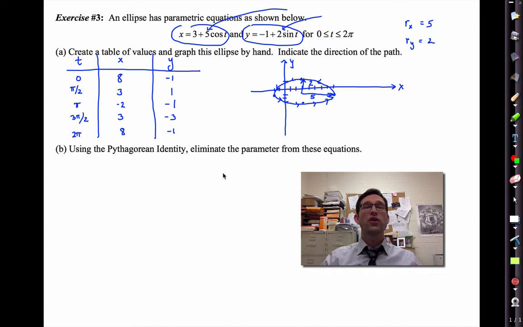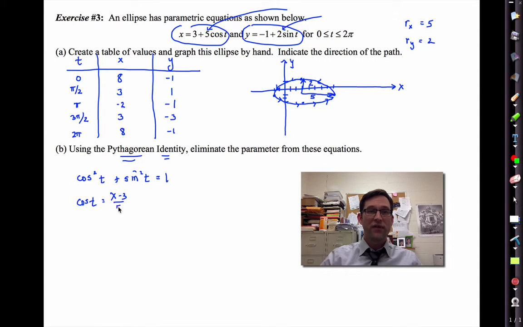Now let's come up with that Cartesian equation by eliminating the parameter. And we're going to still use our friend, the Pythagorean Identity. So maybe I'll write down the x term first. Cosine squared t plus sine squared t is equal to 1. If you're one of my students, I require you to write all these steps, so don't skimp, okay? Don't skimp. I want to see it all. Cosine t is x minus 3 divided by 5. Sine t is y plus 1 divided by 2.